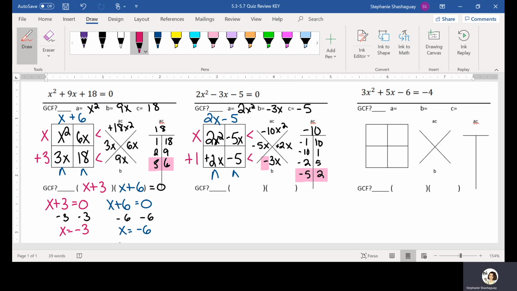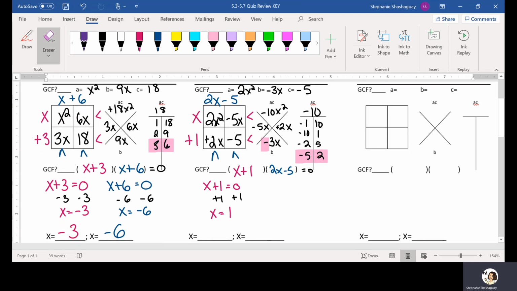So my factors for this quadratic equation are x plus 1 and 2x minus 5. Now, because those are set equal to 0, I can use the zero product property rule to split and solve. So x plus 1 is equal to 0. I'm going to add 1 to both sides, and x is equal to 1.